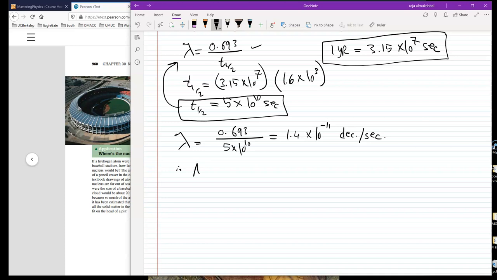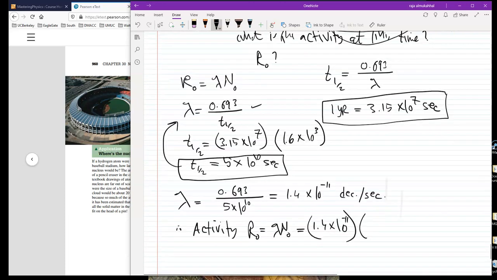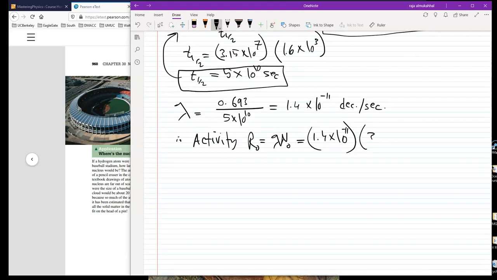So therefore, the activity, which is R naught, is lambda N naught. Lambda is 1.4 times 10 to the negative 11, multiplied by N naught, which is given to us above, and that is equal to 3 times 10 to the 16. We calculate that, and we get 4.1 times 10 to the 5th decays per second.